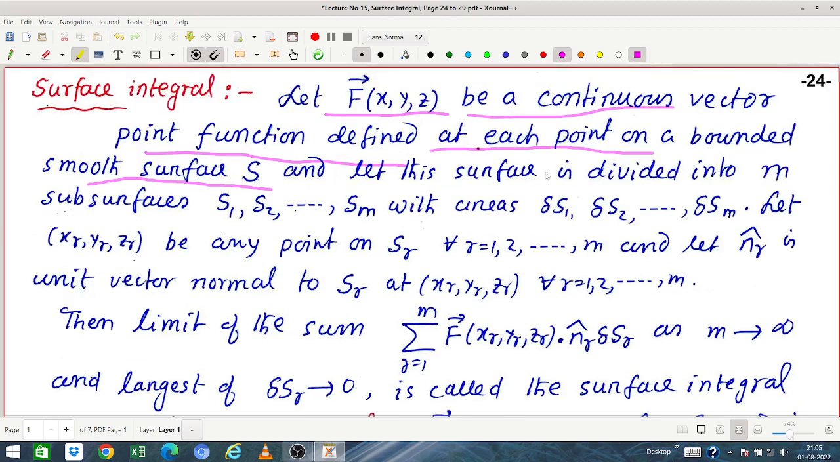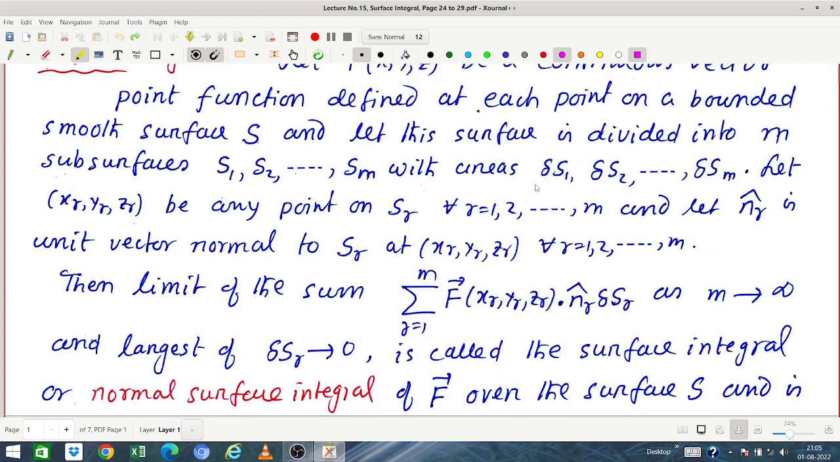And let this surface be divided into m subsurfaces S1, S2, ..., Sm, with surface areas delta S1, delta S2, ..., delta Sm respectively. And let (xr, yr, zr) be the coordinates of any point on Sr, that is the rth subsurface, for all r from 1 to m. Means (x1, y1, z1) is taken from S1, (x2, y2, z2) is taken from S2, like that.